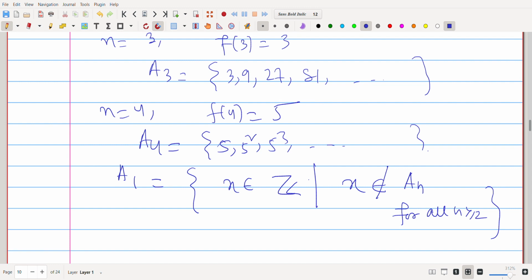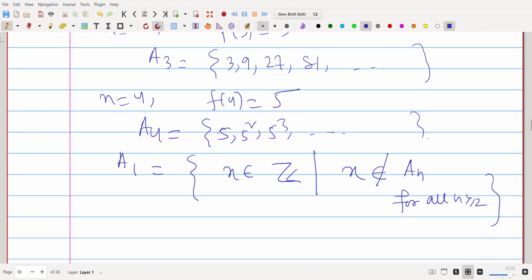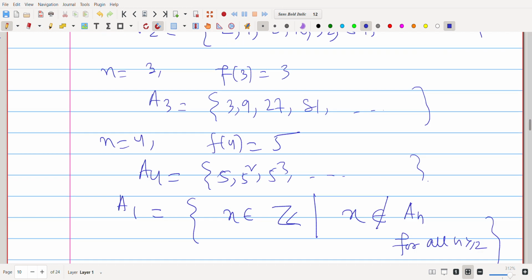A1 intersection A_n is empty, and also union of A_n equal to Z, because after taking union for n greater or equal to 2, I am defining A1 to be the complement of that inside Z. That means the whole union gives me the entire set of integers. So I need to only check that A_n intersection A_m is empty for any n, m greater or equal to 2.